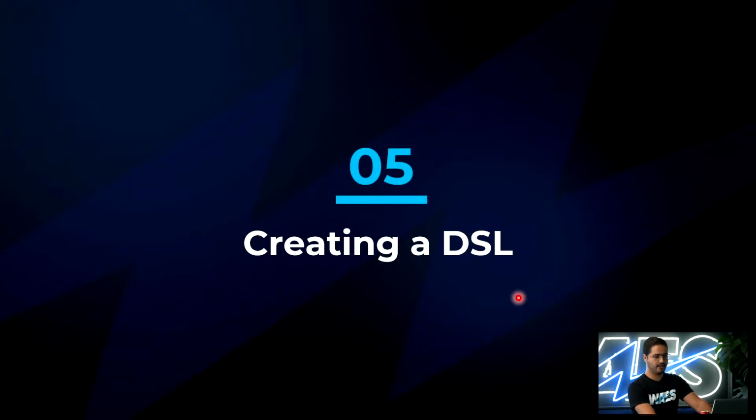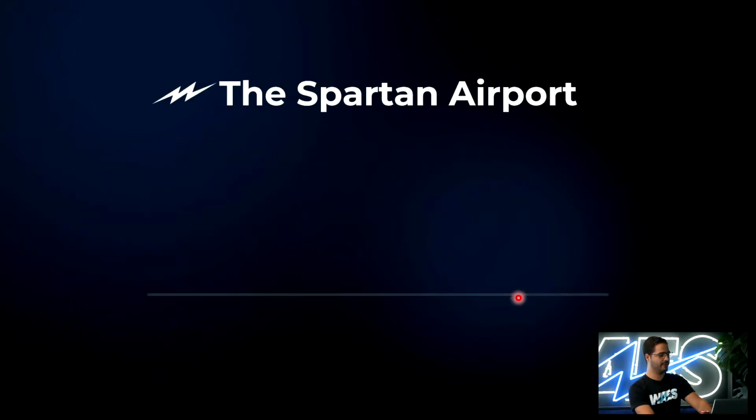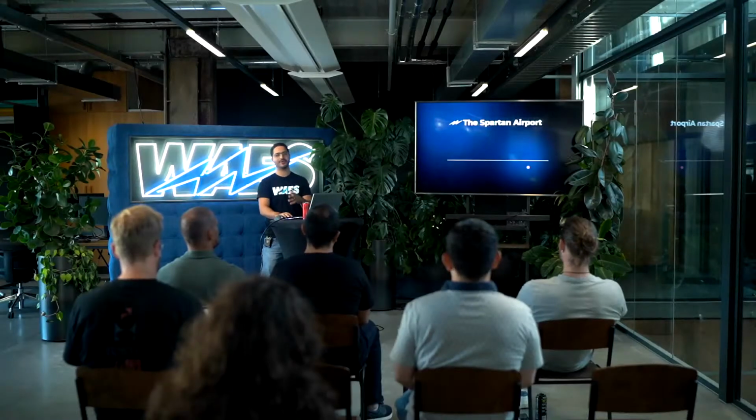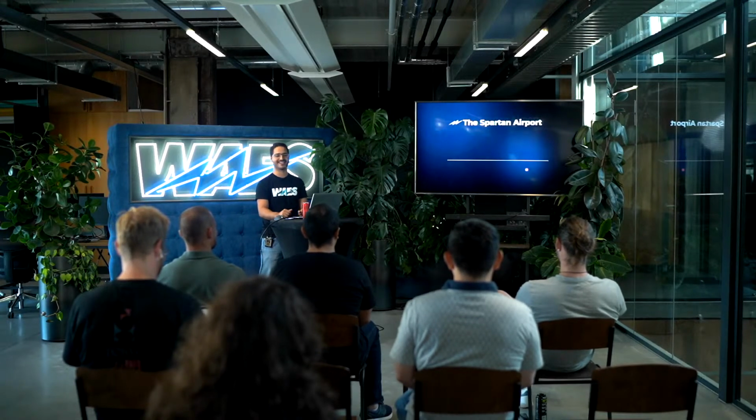Yeah, so now I will show you a quick example of how we can use a DSL in real life. For this, I created a scenario here. As I work at KLM, I created this Spartan airport. Yeah, you see this line? This line is an airport. It's not so beautiful because I'm a backend engineer. I'm not front-end, so please take it easy with me.